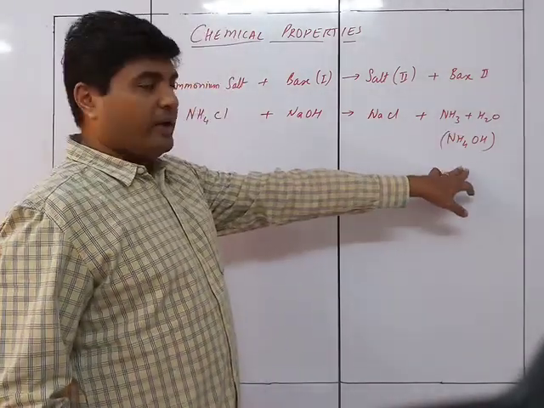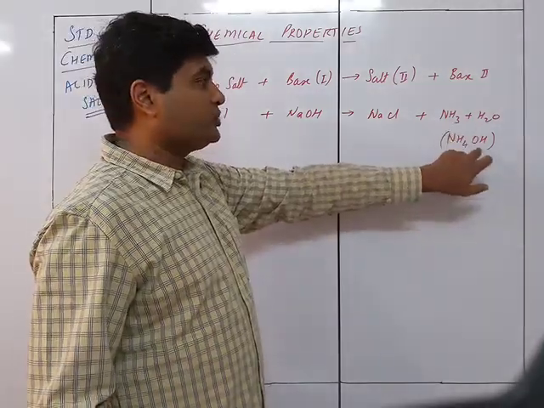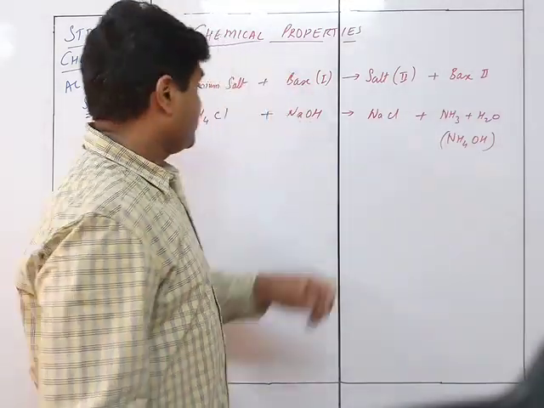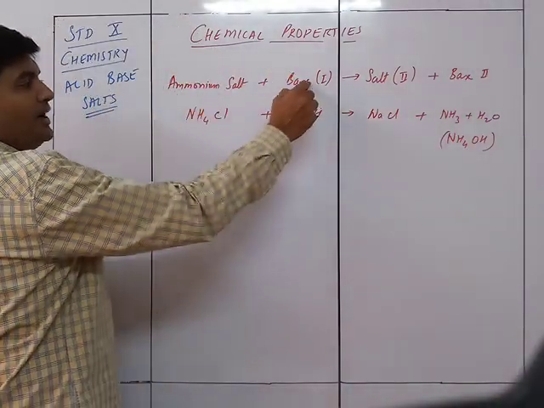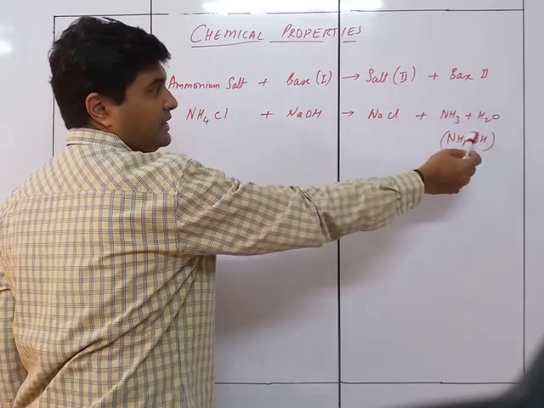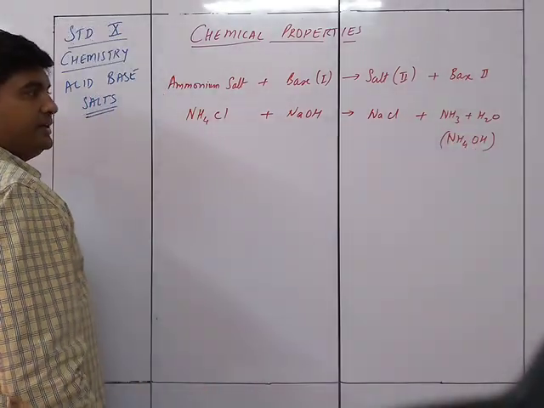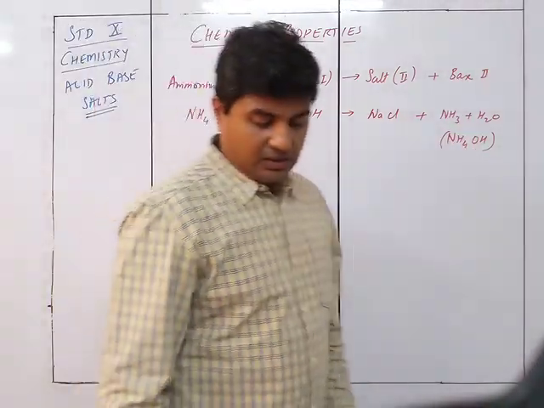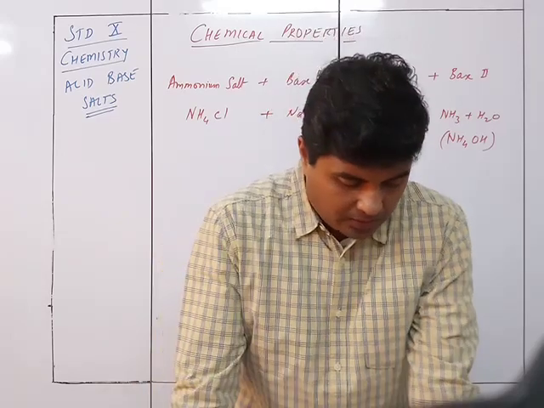NH3 plus H2O will give you NH4OH. That's why we can write it this way also or this way also. Both are correct. So ammonium salt plus base will give you salt plus another base in this manner. So that is the formation over here.